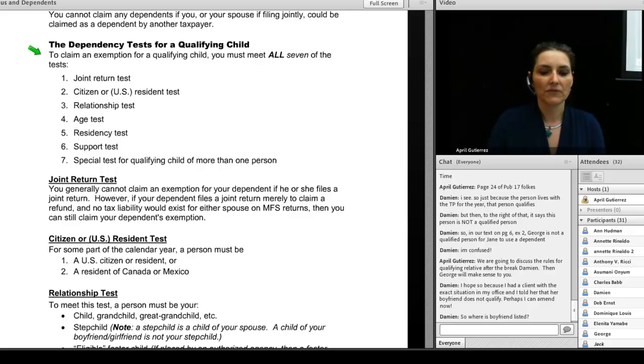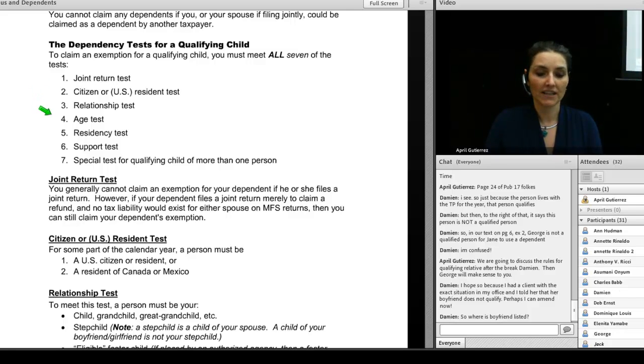So dependency tests for a qualifying child. To claim an exemption for a qualifying child, you must meet all 7 of these tests. Now, there used to be 5, but the way the IRS has rewritten rules, there's 7 when we're talking about a qualifying child. There's the joint return test. There's the citizen or U.S. resident test.